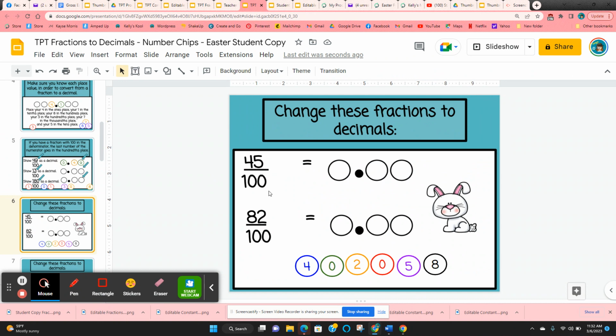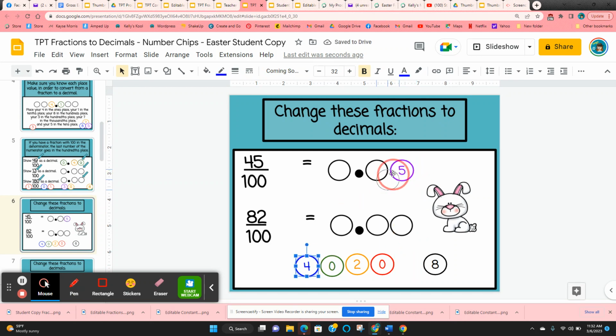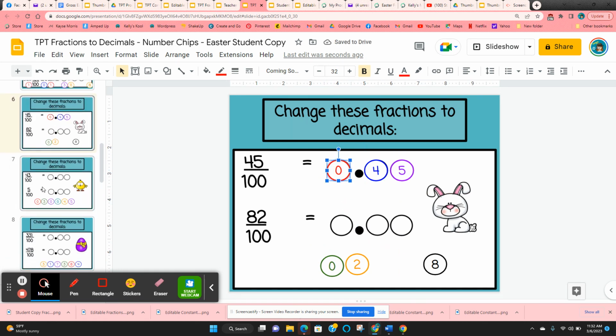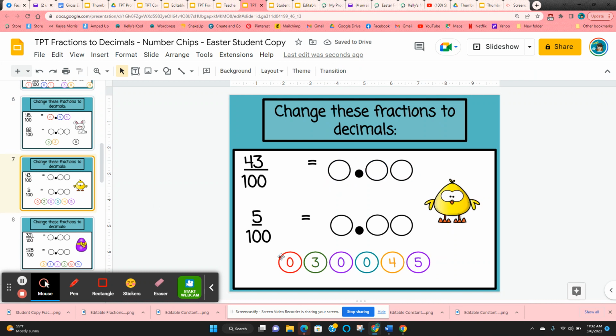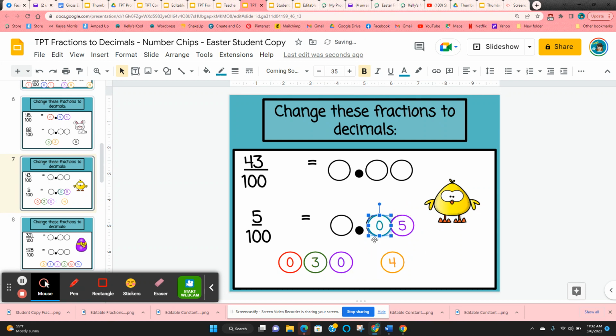Now they've got a couple fractions they're going to convert to decimals. So that 5 on 45 hundredths, the 5 would go in the hundredths place. Then they just place the 4, and this number has to be a 0. They've got a couple more to do. On this one, they have 5 100ths. So this one's kind of tricky sometimes for the students. They want to place the 5 here, but the 5 needs to go in the hundredths place. So that would make these two numbers zeros.